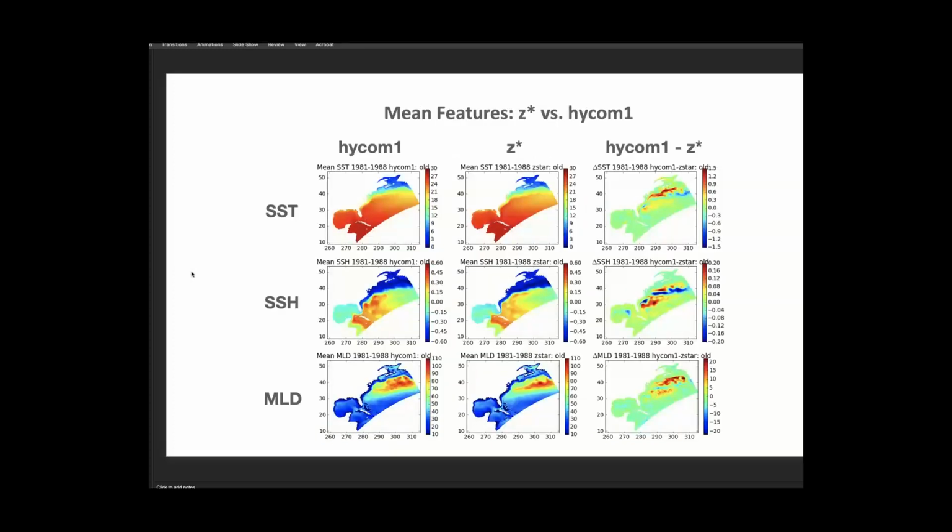Looking at some of the mean features again, we're looking here at different vertical coordinate implementations with MOM6 and the difference. The first row is sea surface temperature, sea surface height, and mixed layer depth. Again, we are seeing, for example, in sea surface height, some significant differences around the separation point at Hatteras. We are trying to track those issues to understand how the different coordinate systems are giving us different solutions, and how much of that we can ameliorate by different choices within the model.